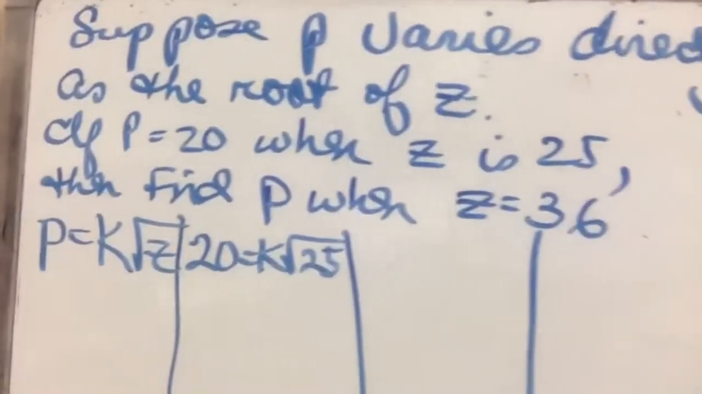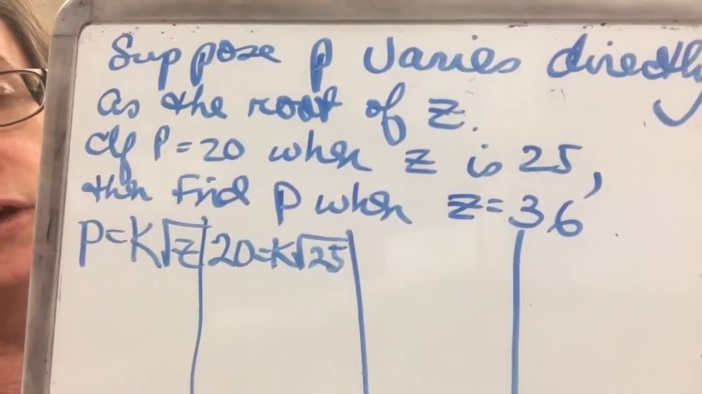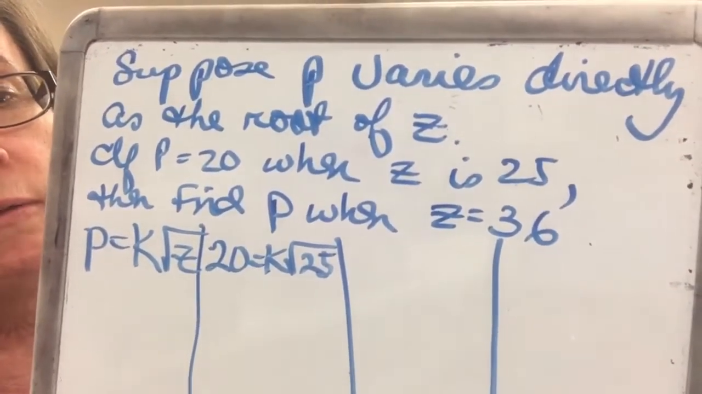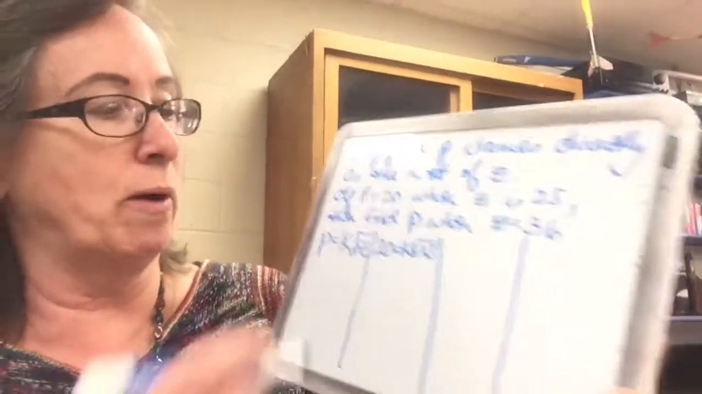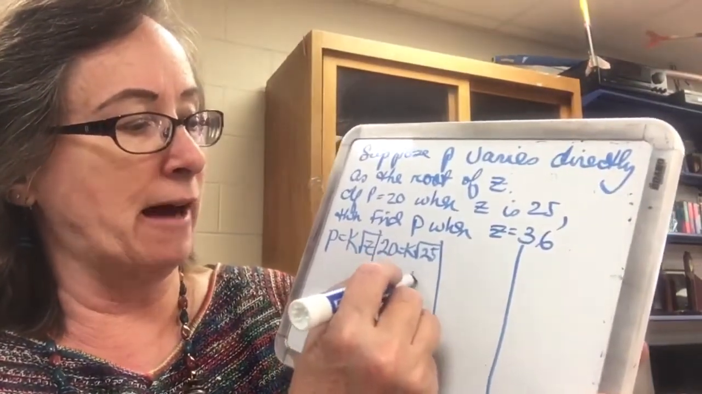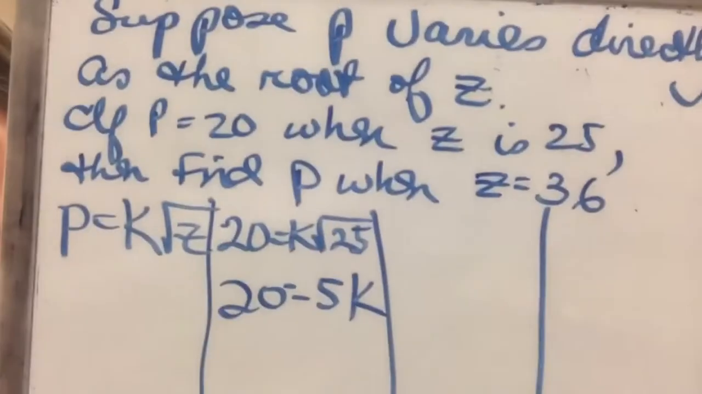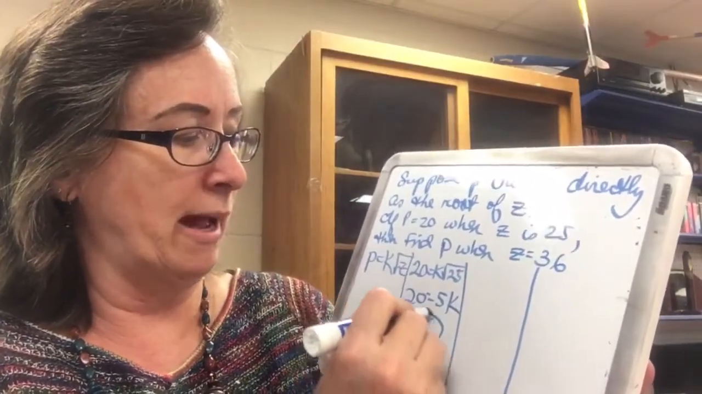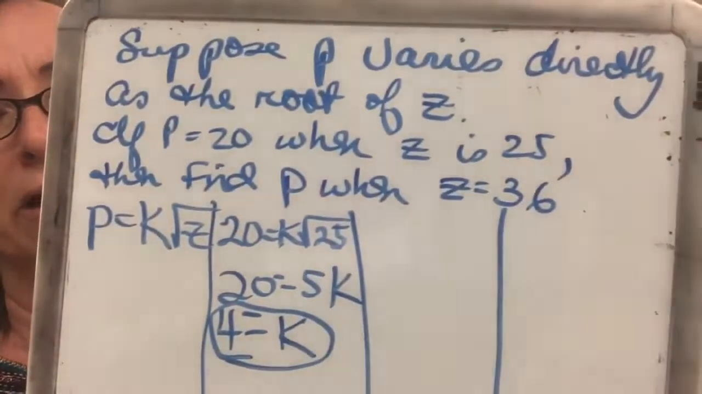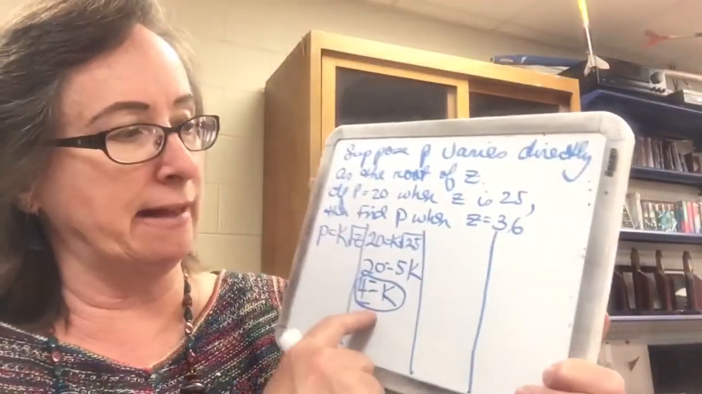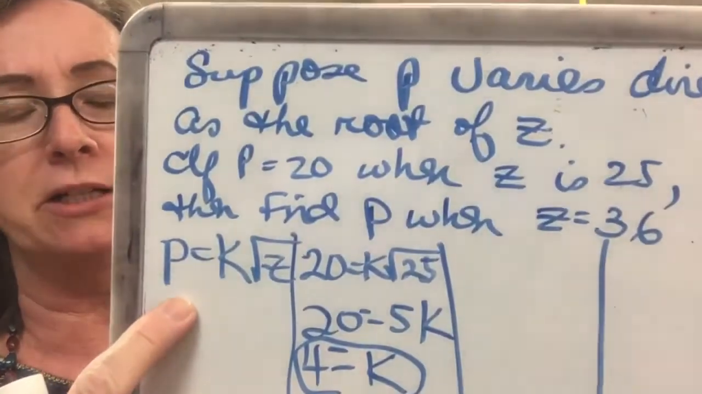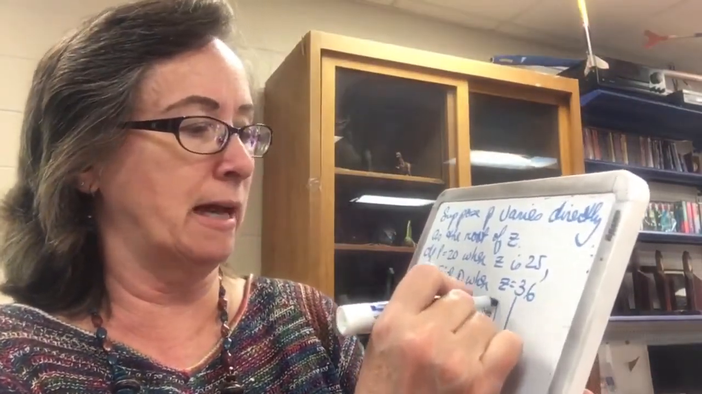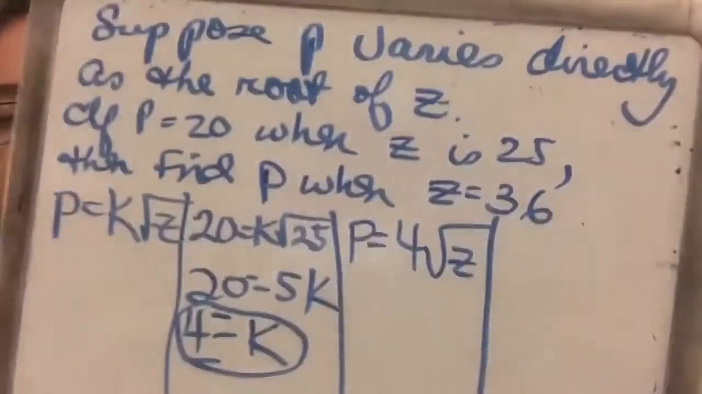So I fill into my equation those little facts they gave me. And then the square root of 25 is 5. So I wind up with 20 is 5k, or k is 4. So I have solved for k. k is 4. So now the third step is to take the k and put it back into my original equation. So that is going to be p is 4 times the square root of z.